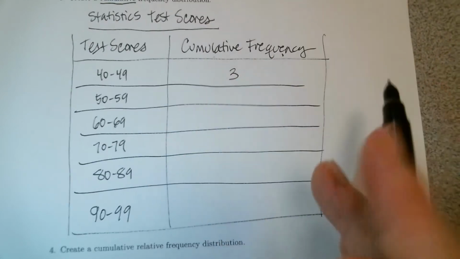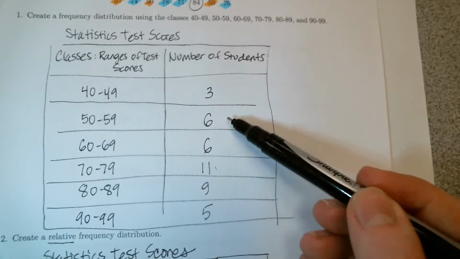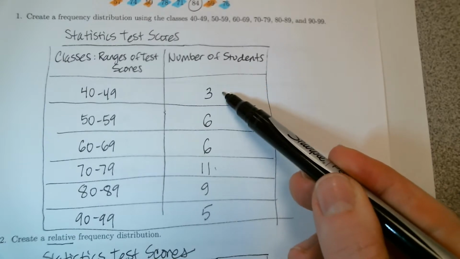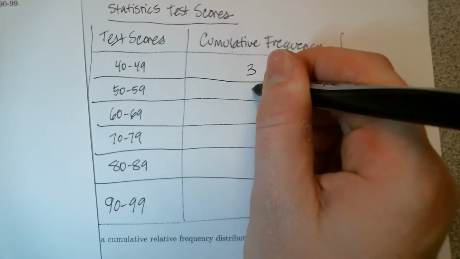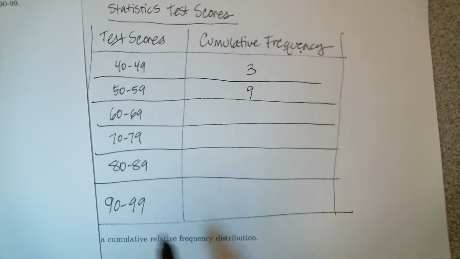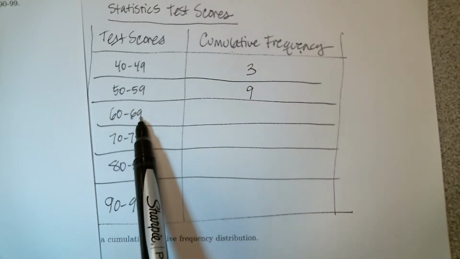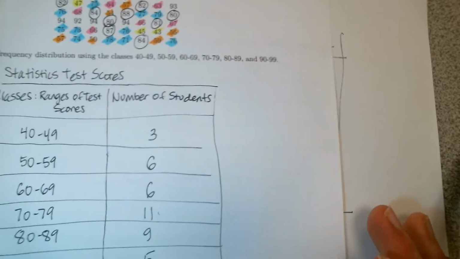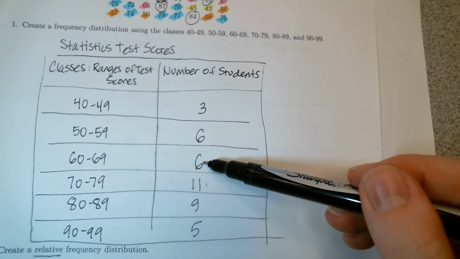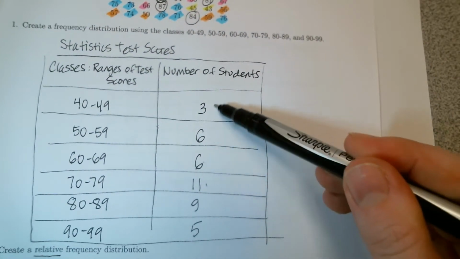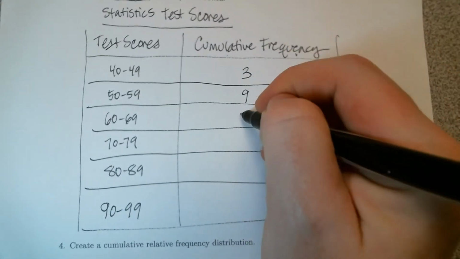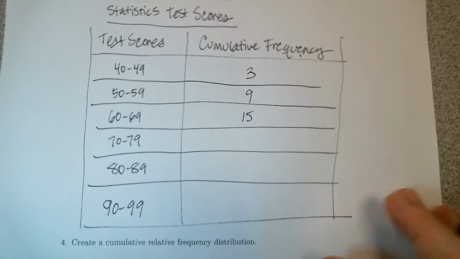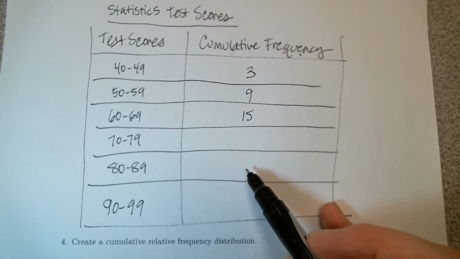Now over here, what I'm going to record is not just 6 students, but 6 plus the previous. So for the cumulative frequency, we're going to have 9. For the 60 to 69 range, I'm not just going to record these 6 students, but these 6 students plus all the previous. So 6 plus 9 is 15. And so on and so on.